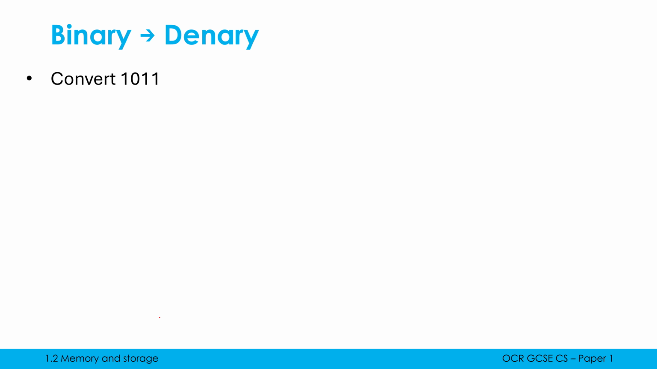Denary is what we use as humans. So denary uses 10 digits, 0 through to 9. We also call this numbering system decimal. However, denary is often used by computer scientists because the word decimal often makes you think of a fractional number. So denary is what we typically call our numbering system.